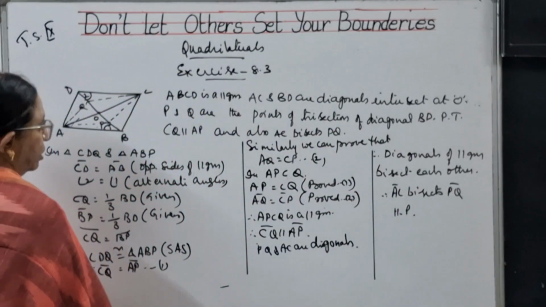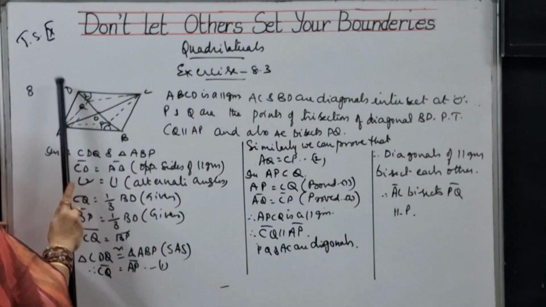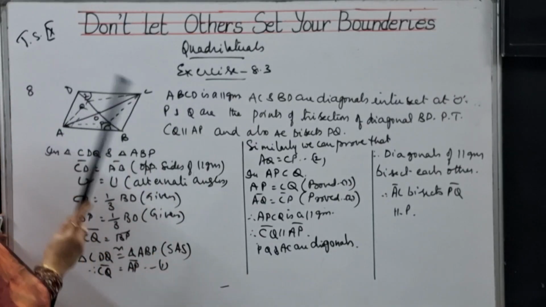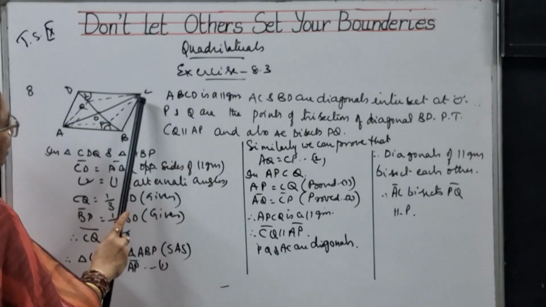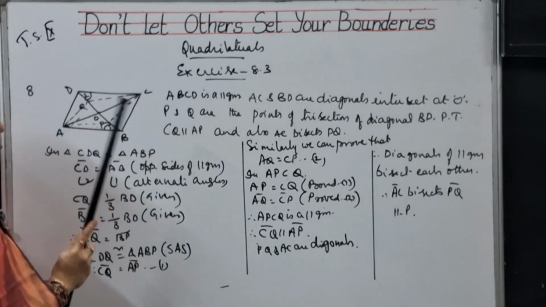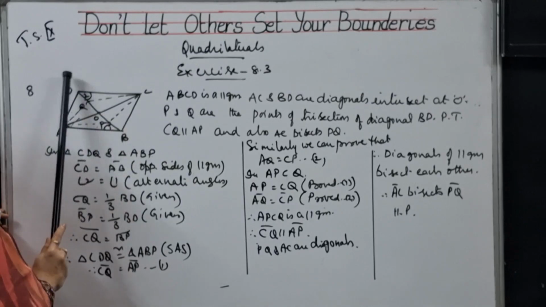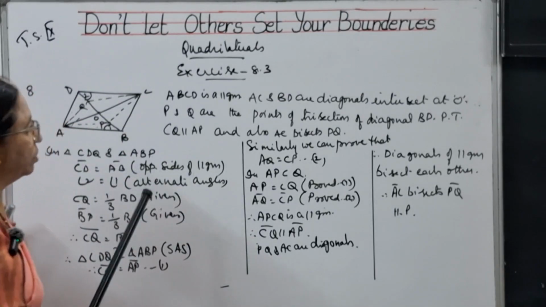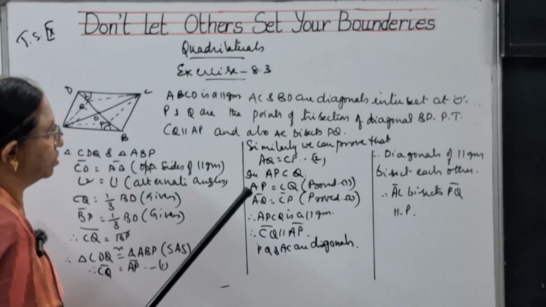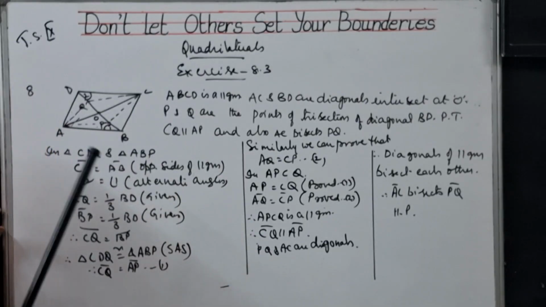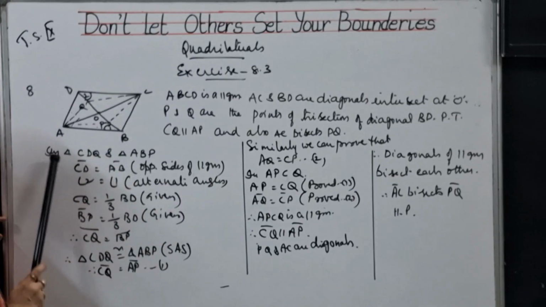See it, children. What is given? ABCD is a parallelogram and its diagonals AC and BD intersect at O. P and Q are the points of trisection of BD. They divide BD into three equal parts. Now we need to prove that CQ is parallel to AP. So how will you prove?